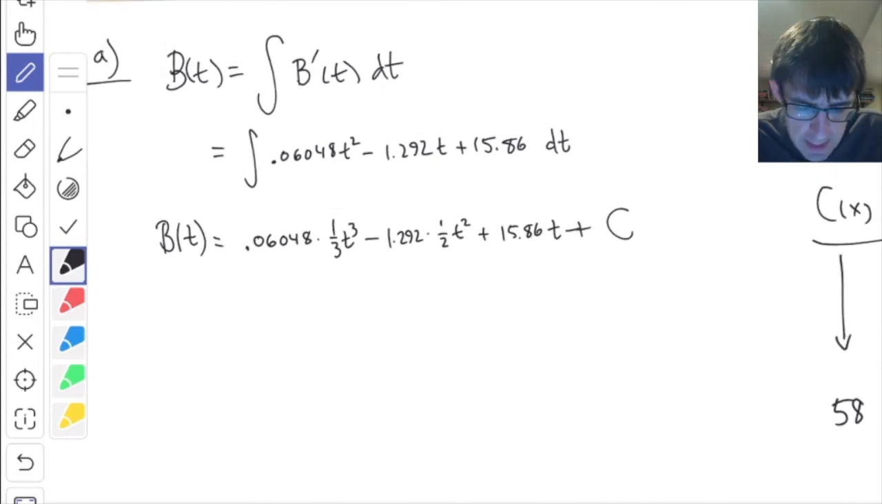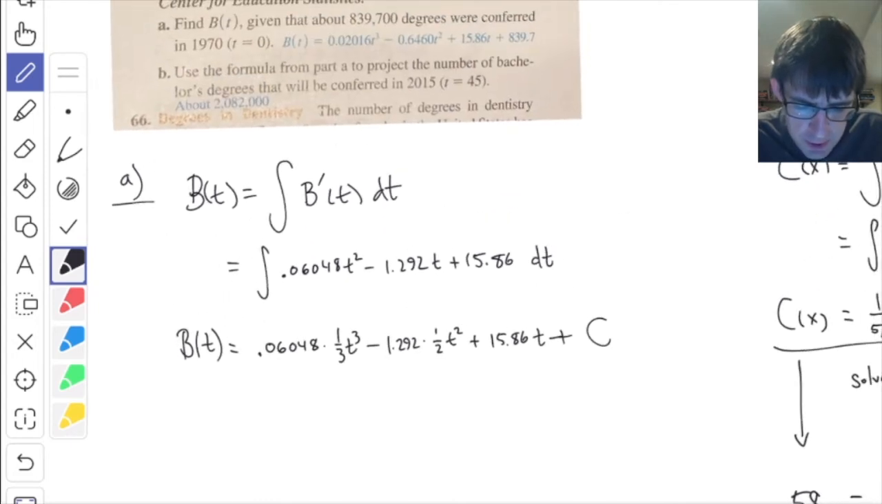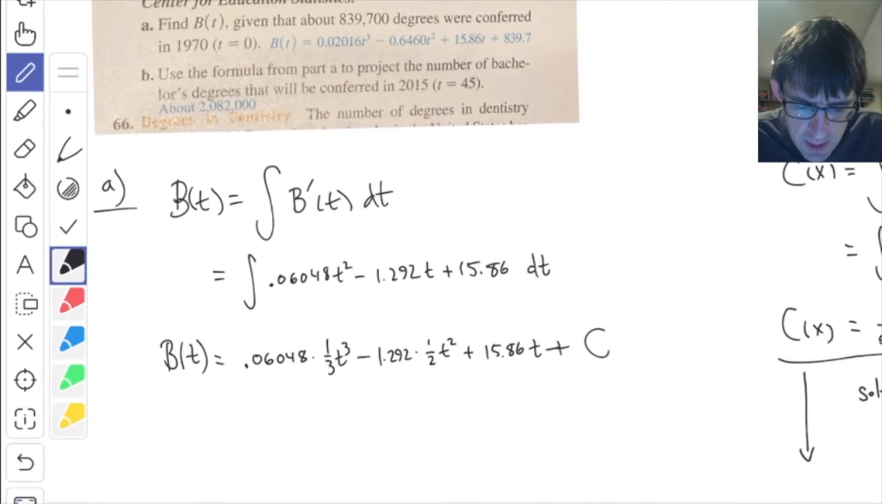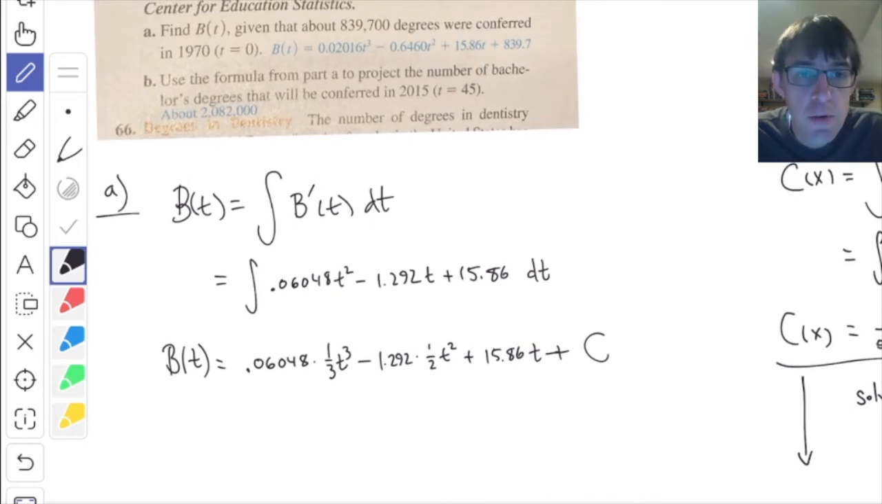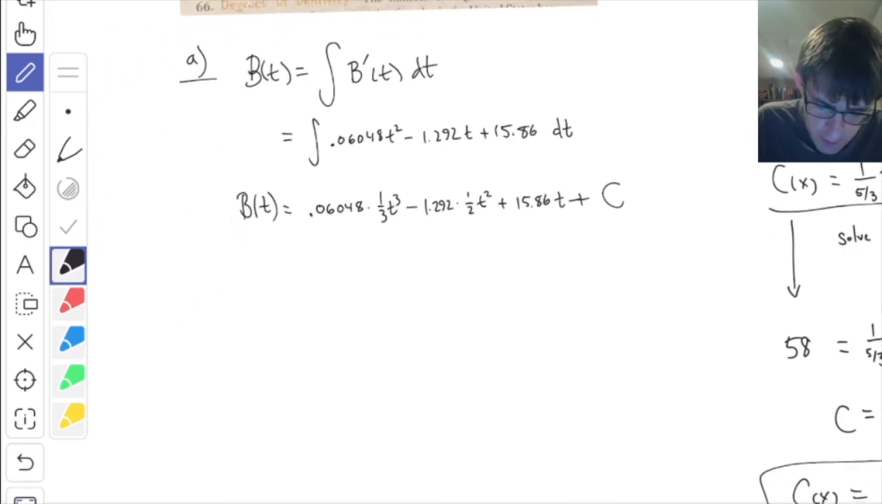All right, and then remember the question? Find b of t given that this many degrees were conferred in 1970. So that other number, 839,000, whatever, is what I'm going to use to solve for the plus c. So now I'm going to solve for c.